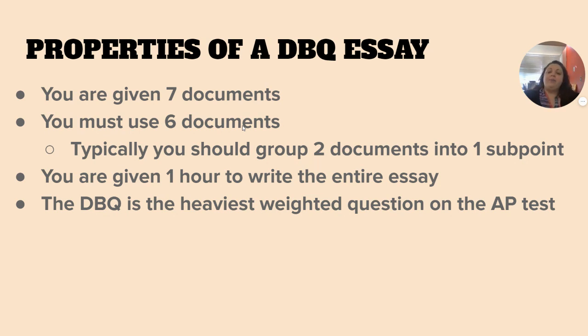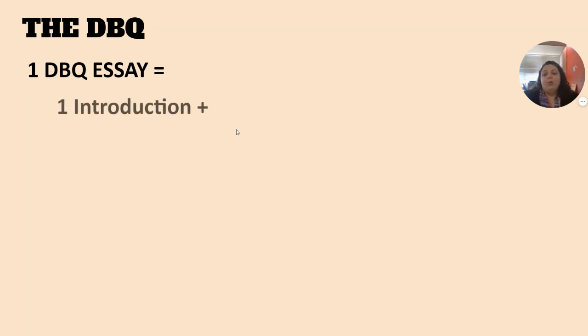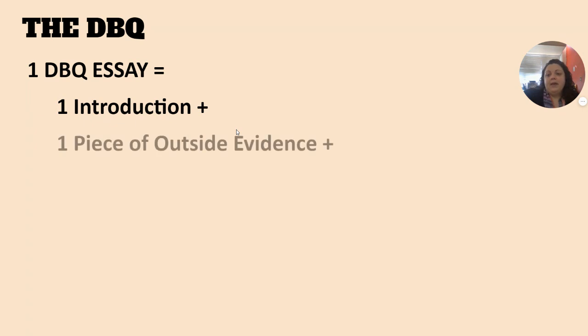And we're going to take you point by point. So the DBQ, what is in a DBQ essay? What do you have to incorporate to knock out all the points of the rubric? Well, one, you have to do an introduction. We already know how to do that. Secondly, you have to bring in only 1 piece of outside evidence, and we're going to talk about what outside evidence means. But in the end, you're only responsible for bringing in 1 piece, just 1 piece of historical knowledge you know.